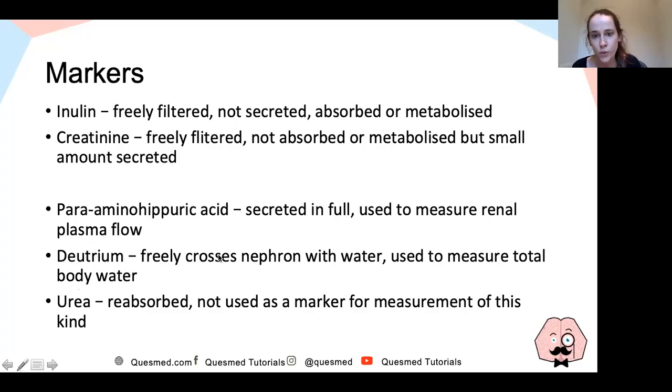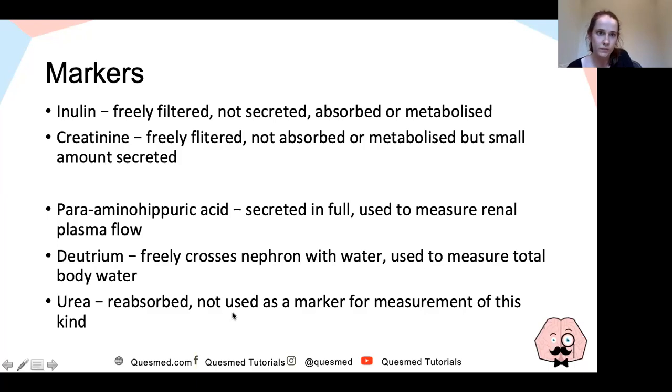Deuterium freely crosses the nephron with water, and that's used to measure total body water. So once we've injected it and given it time to equilibrate, we can then measure it, and we know from the concentration what the total body water is. And then urea is reabsorbed. It's not used as a marker for any of these kinds of measurements, but we do look at it when we're looking at kidney injuries and things like that.